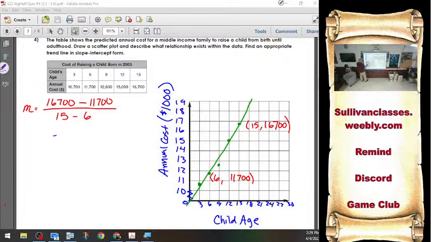I get 5,000 over 9. Works for me. If yours ends up some terminating decimal or some really, really nasty decimal, I'm okay with it if you go out to 3 places on this problem specifically.